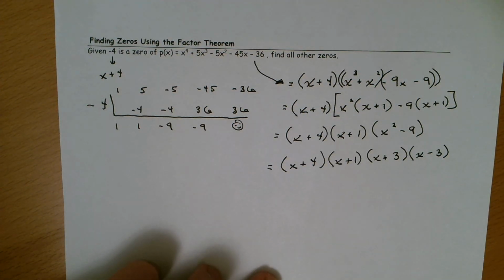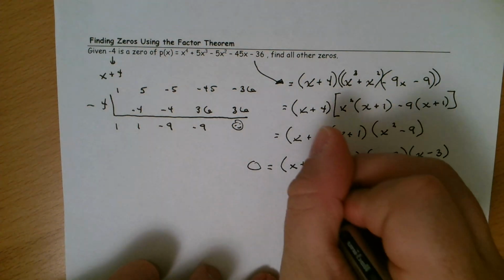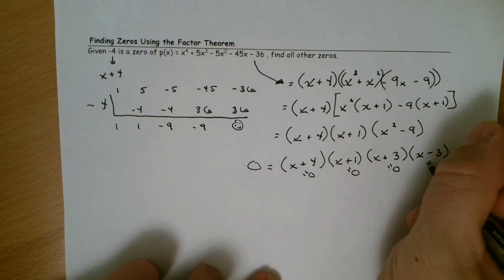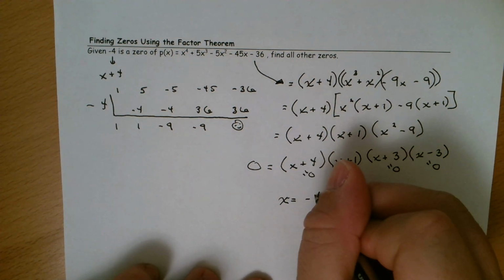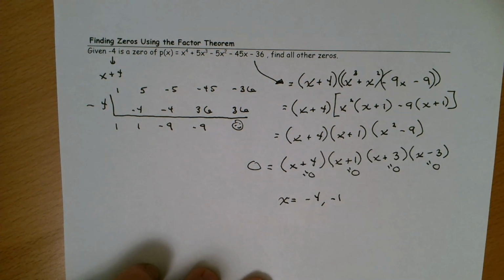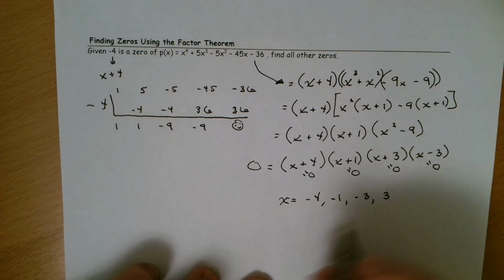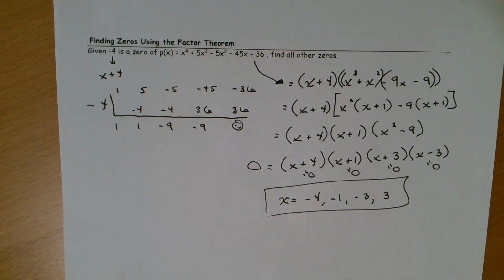And there we go. And if we want to find all the zeros, set it equal to 0 and apply the zero product property. So we already knew negative 4. Now we see negative 1. Now we see negative 3 and 3. There's our 4 zeros. Answers to your polynomial.